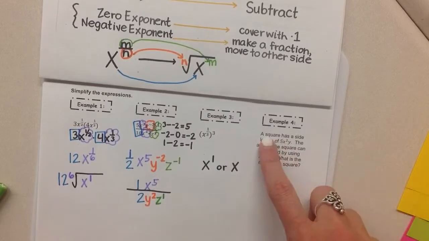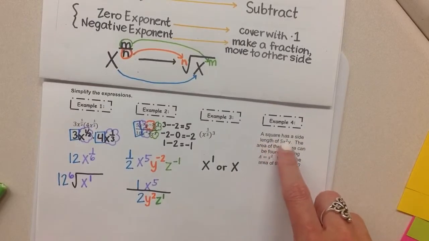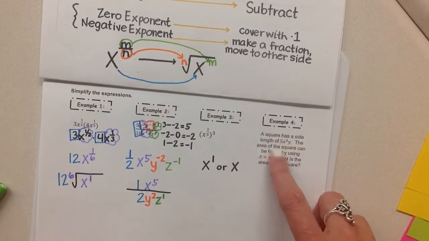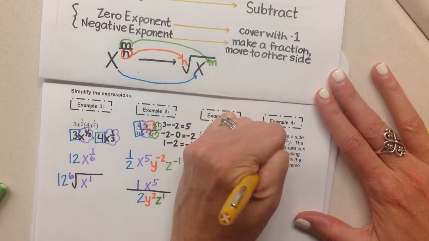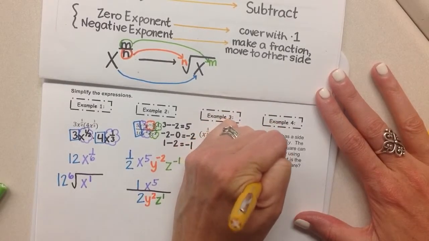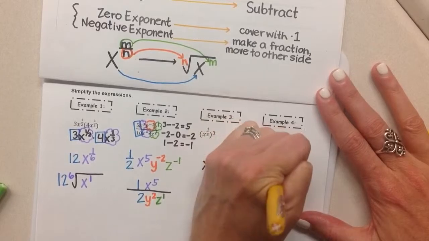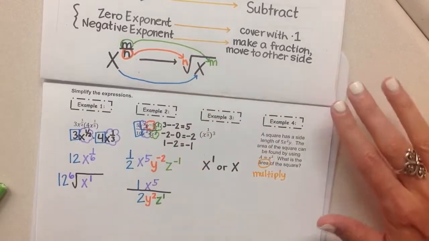So now let's look at example 4, a word problem. A square has a side length of 5x squared y. The area of the square can be found by using A equals s squared. What is the area of the square? Okay, if they're telling you area, that is a keyword for multiply. So we are going to be using the multiplication law.